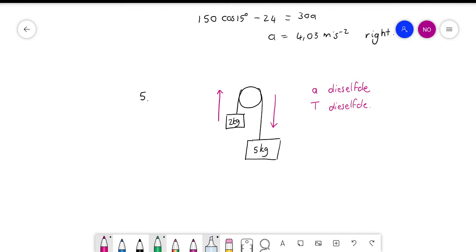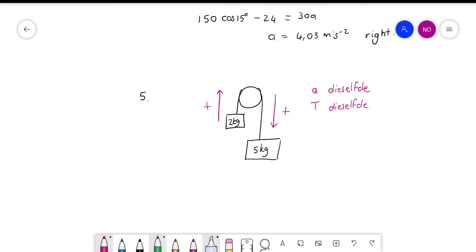Okay, so we are going to pick the direction of motion as positive. So I'm going to pick, in that case, upwards as positive, in this case, downwards as positive. Want hy beweeg mos nou so. So ons vat die rigting waarin hy beweeg as positief. That's going to be important when we start working with F net.